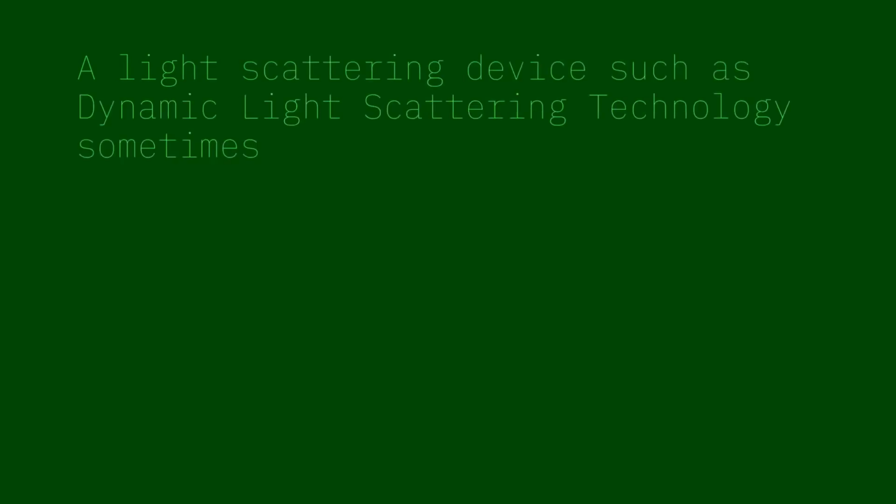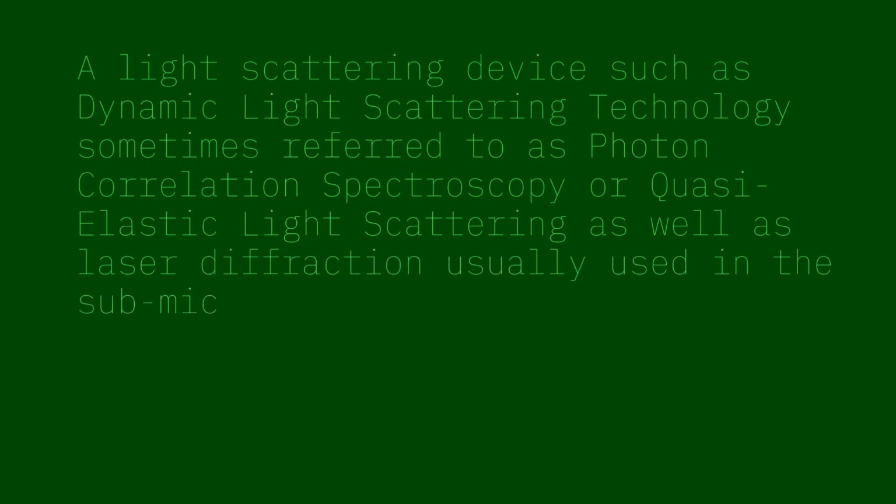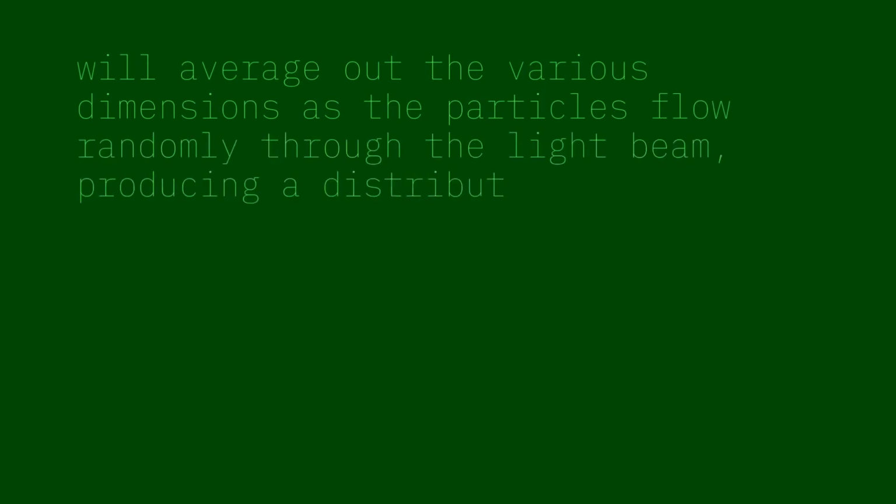A light scattering device such as dynamic light scattering technology, sometimes referred to as photon correlation spectroscopy or quasi-elastic light scattering, as well as laser diffraction, usually used in the submicron range, will average out the various dimensions as the particles flow randomly through the light beam, producing a distribution of sizes from the smallest to the largest dimensions.